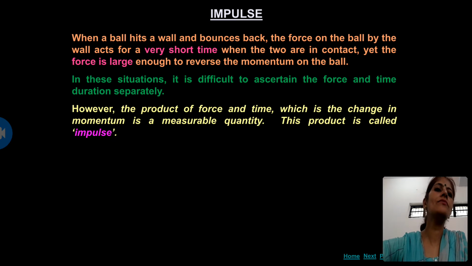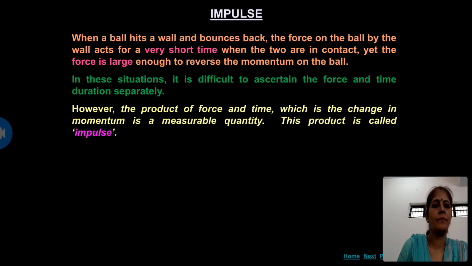First of all, let us define what is meant by the word impulse. When a ball hits a wall and bounces back, the force on the ball by the wall acts for a very short time when the two are in contact with each other. Yet, the force is large enough to reverse the momentum of the ball. In these situations, it is difficult to ascertain the force and the time duration separately. Why? Because the force which is acting is very large and the time for which this force acts is very small.